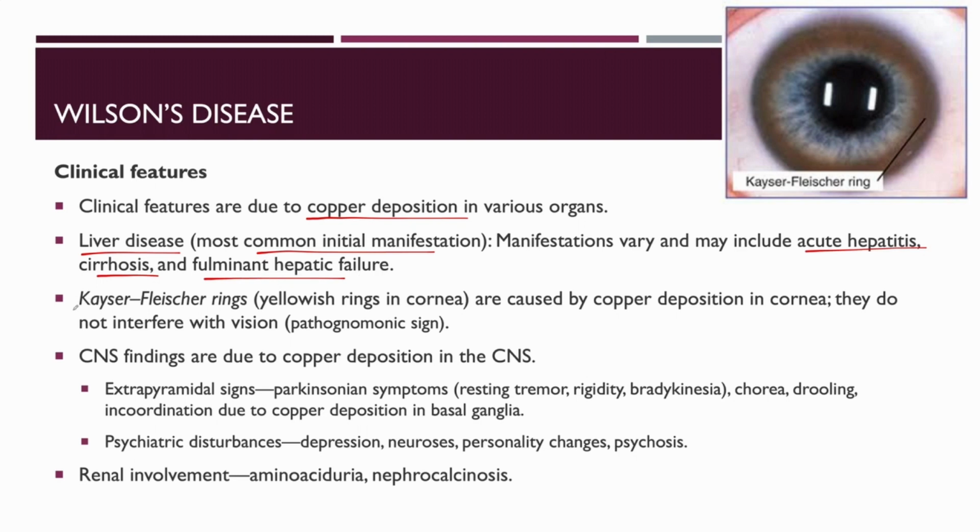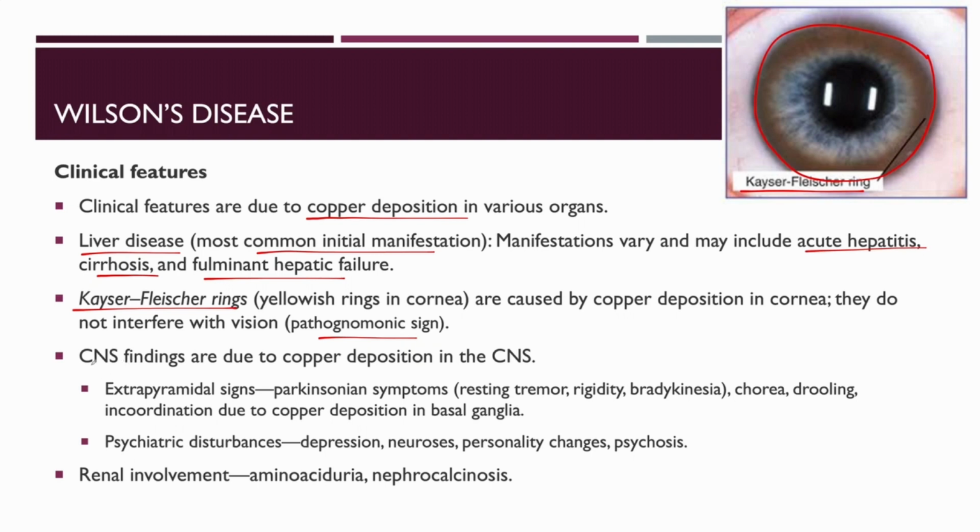Another one that they love to test on, and is very pathognomonic for Wilson's disease, are these Kaiser-Fleischer rings, which is this kind of dark copper-colored ring around the iris of the eye. And this is pathognomonic, like I said, and you can see it pretty clearly on most patients.